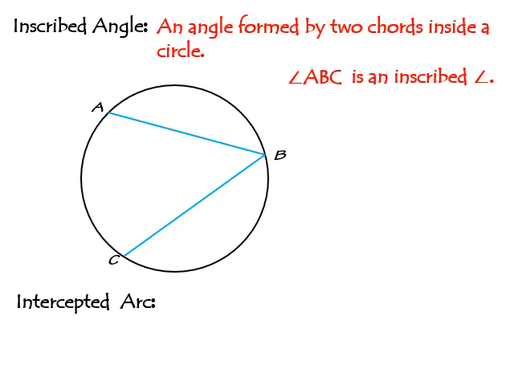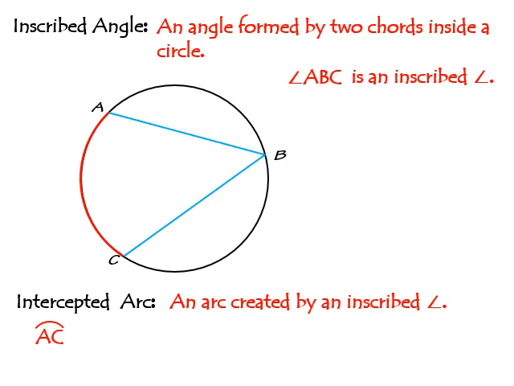Now notice what it does. This angle touches the circle and creates an arc. That arc is known as the intercepted arc. It is an arc created by the inscribed angle. And that intercepted arc would be arc AC. So AC is the intercepted arc.